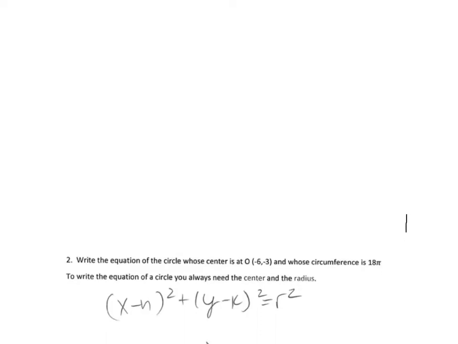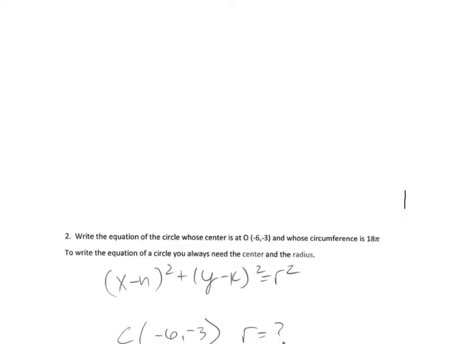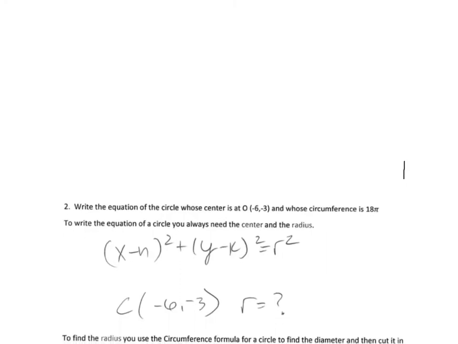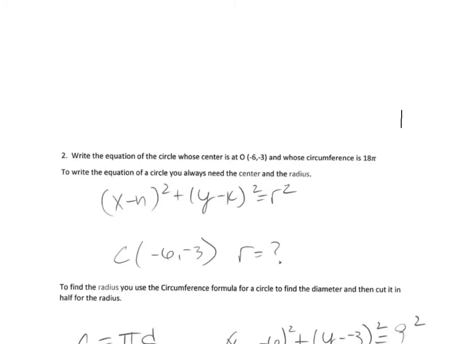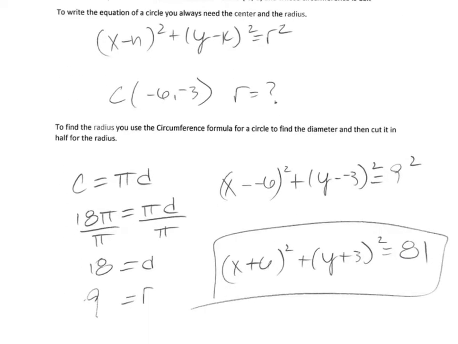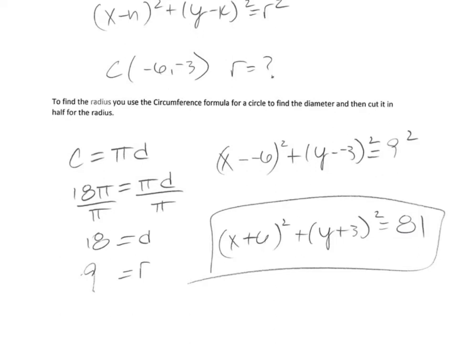So in this scenario, it says write the equation of a circle whose center is (-6, -3) and whose circumference is 18 pi. So again, we always need the center and the radius. We currently have the center as (-6, -3), but we don't know the radius as of yet. So we're going to use the circumference formula to find the diameter and then cut it in half for the radius. The circumference formula is pi times diameter, so 18 pi equals pi times diameter. The diameter is 18, and the radius is in fact 9. Then we go into our regular formula from before, and this is the final answer for the circle.